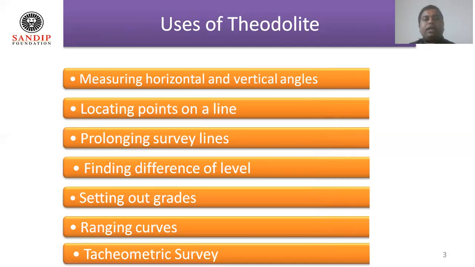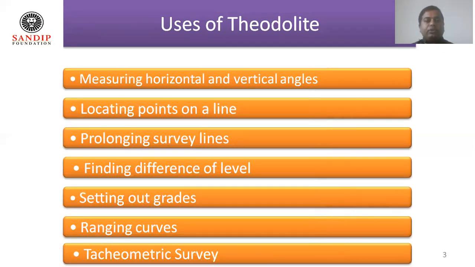Next is, what are the different uses of theodolite? So first use is measurement of horizontal and vertical angle, locating points on a line, prolonging survey line. Prolonging survey lines means what? Whenever you want to extend a line in a straight alignment for a larger distance, in that case we use this theodolite. Next use is finding difference of level, setting out grades, ranging curve, and for tachometric survey.